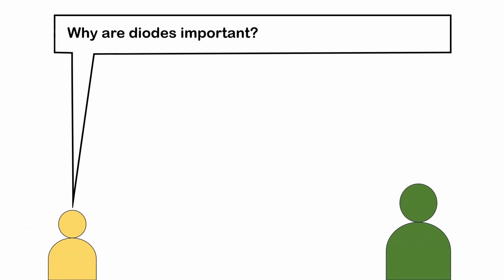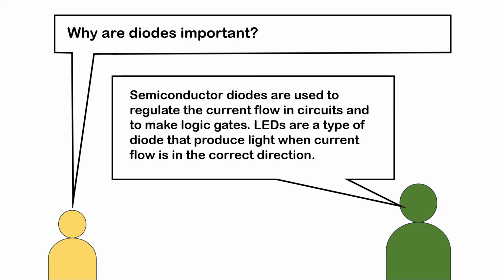Why are diodes important? We know by now the usefulness of resistors, and filament lamps are an important source of light. But what makes diodes important electrical components? Diodes are extremely important in that they can be used to regulate current flow in a circuit. This is useful in making logic gates in computing and used as an indicator in LEDs.